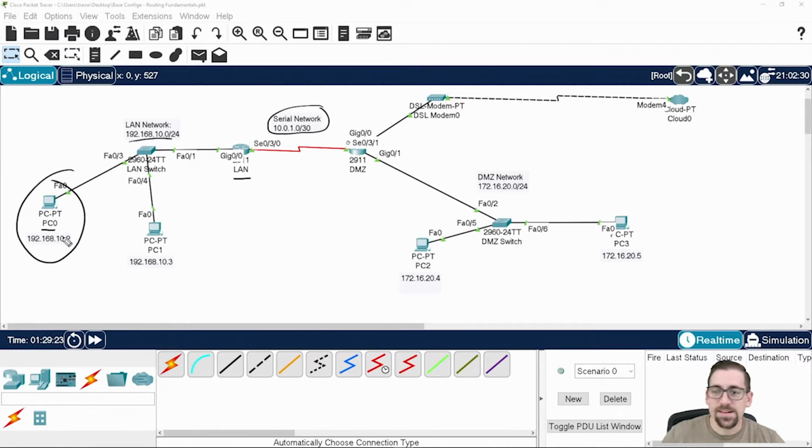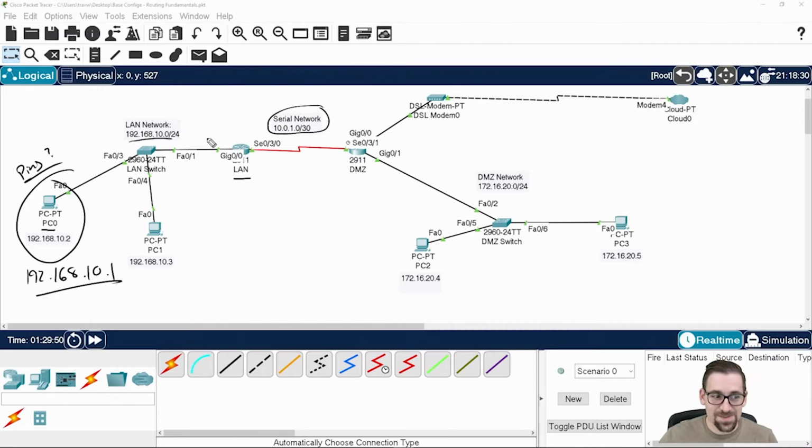So what happens? PC0 knows to send all of its traffic to the LAN router, and if we looked in the configuration, it would actually have a default gateway of 192.168.10.1. PC0 says, if you ask me to ping, for example, 172.16.20.4, I don't know how to send traffic there. And so it forwards the traffic to its default gateway, and the router makes these decisions.